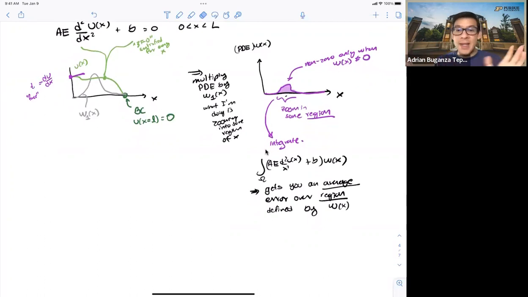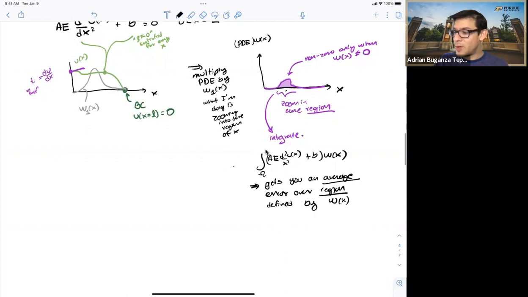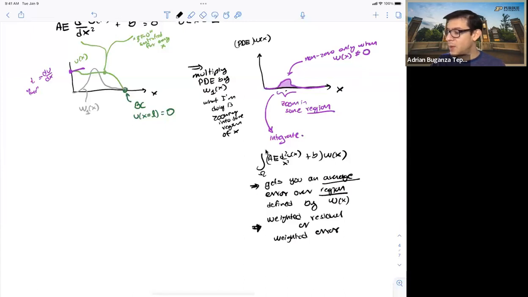Then doing the integration by parts, that doesn't change anything. Integration by parts, they're just equal signs on the left and right. It's just a way of manipulating the integral. But it doesn't really change the fact that what we want to do is calculate some average error over W. And that's the main idea. So this is also called weighted residual or weighted error form. That's what this multiply by W and take an integral means.